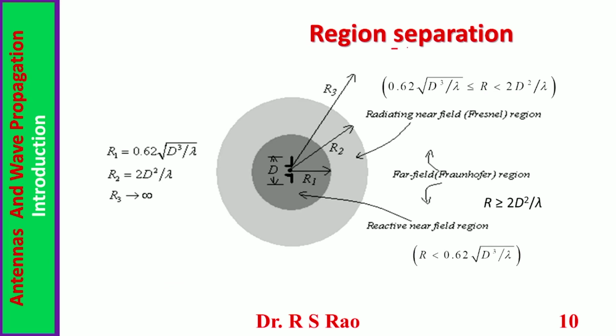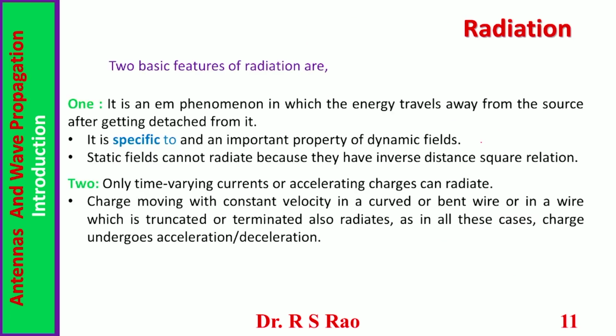Here is shown the illustrated region separation. R1, R2, R3. R1 limits the reactive near field region. R2 limits the Fresnel region. Fresnel region is in between R1 and R2. Beyond R2, it is the far field or Fraunhofer region. These expressions are already discussed.